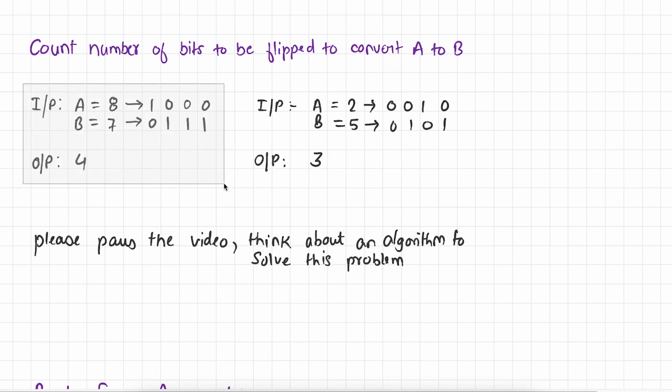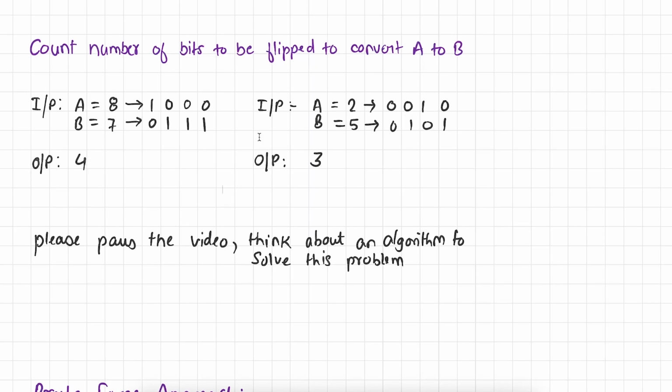In the first example, we have two numbers a and b. A is equal to 8 and b is equal to 7. The binary representation of number 8 is 1 0 0 0 and the binary representation of number 7 is 0 1 1 1. If you look at this binary representation, to convert number 8 to number 7, we need to flip 4 bits. We have to convert this 0 to 1, this 0 to 1, this 0 to 1, and this 1 to 0. It means 4 bits need to be flipped. So the output of this input is 4.